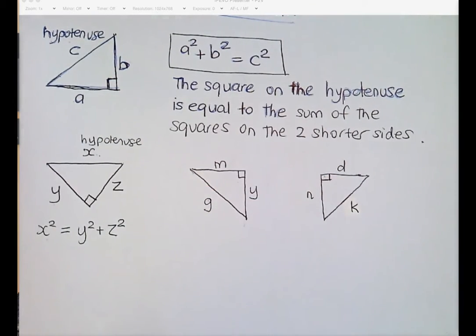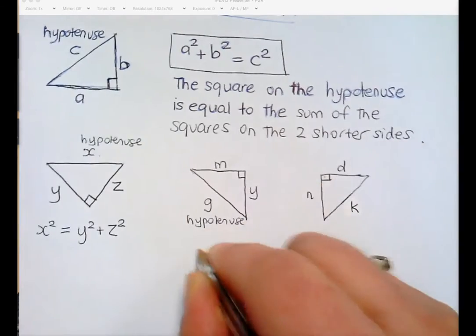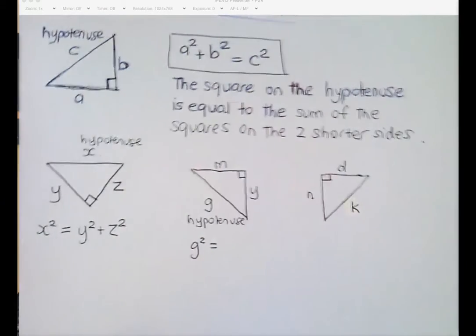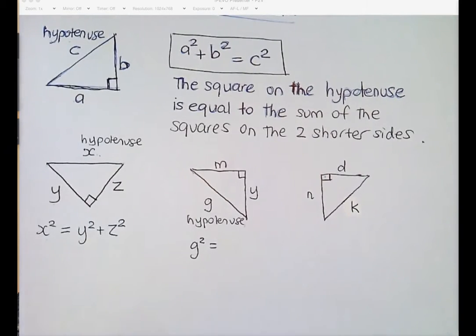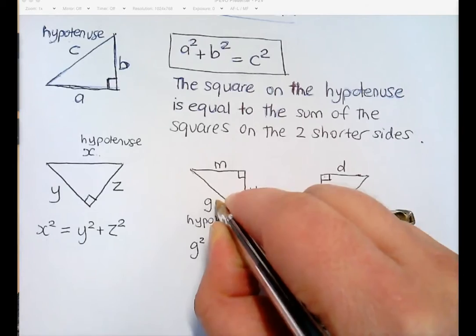Hypotenuse is always the longest one. So in the next example, which one's the hypotenuse? G. G. So hypotenuse. Nice. So how do I write my rule? The longest one squared equals the two shorter ones. So you find the longest one. G squared equals what? G squared equals M squared plus Y squared. Yeah, do you see that, girls? That's the longest. So you know what I think?